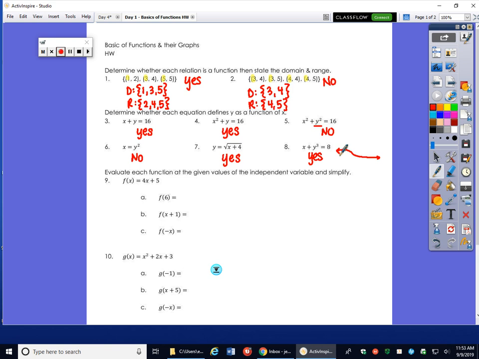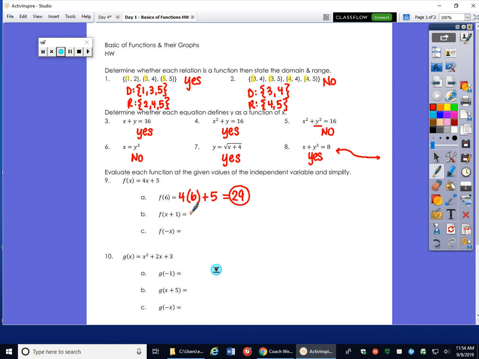Okay, number 9. 9, 10, 11, you're basically substituting in using function notation. Remember that inside the parentheses is your x value. So f of 6 means that wherever the x is in the function, and the function is 4x plus 5, wherever there's an x, we're going to put a 6. So this means 4 times 6 plus 5. That's 24 plus 5, which is 29.